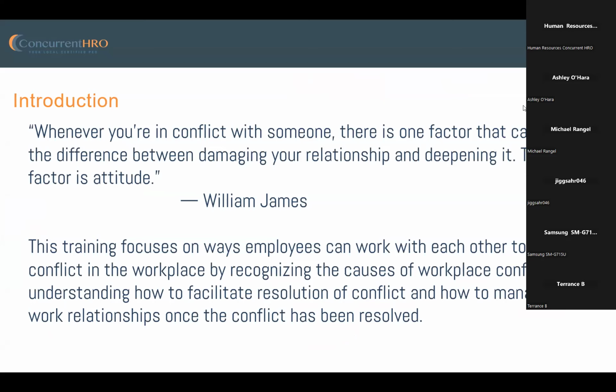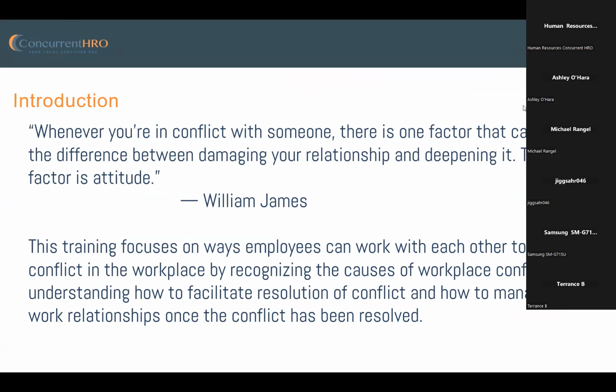We're going to start off today with a quote. This is from William James. He was a psychologist in the late 1800s. He was mostly known for functionalism, which was the causal relationships between internal mental states and external behavior, so that relationship there. But this really relates well to our topic today.